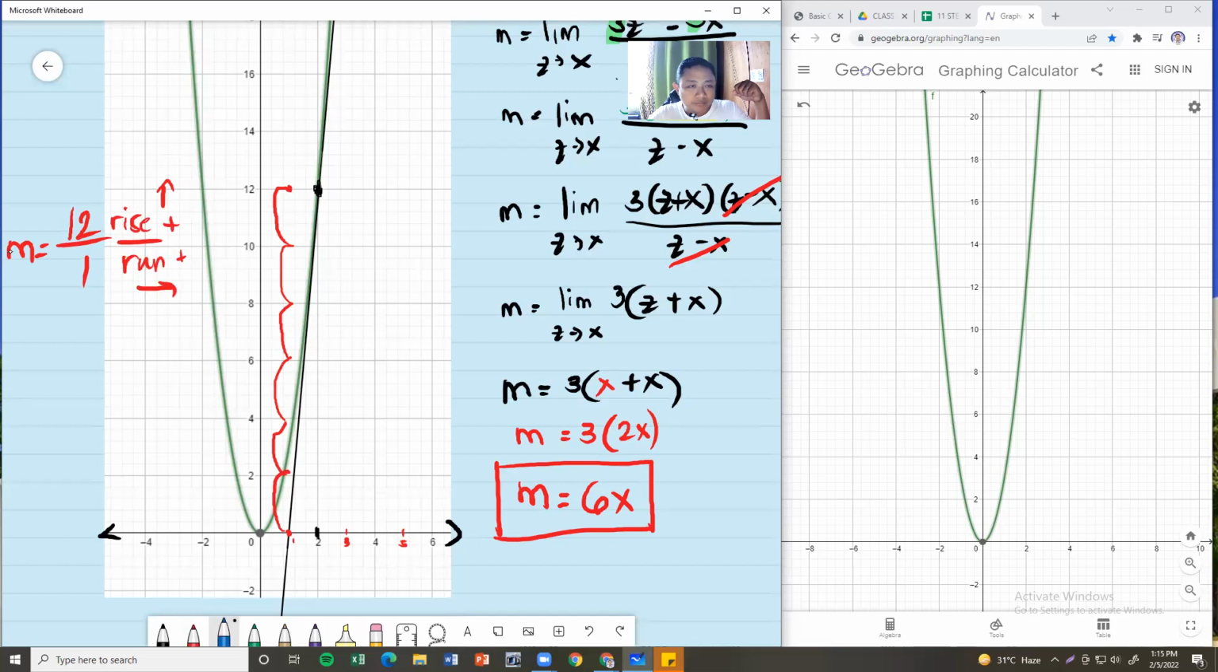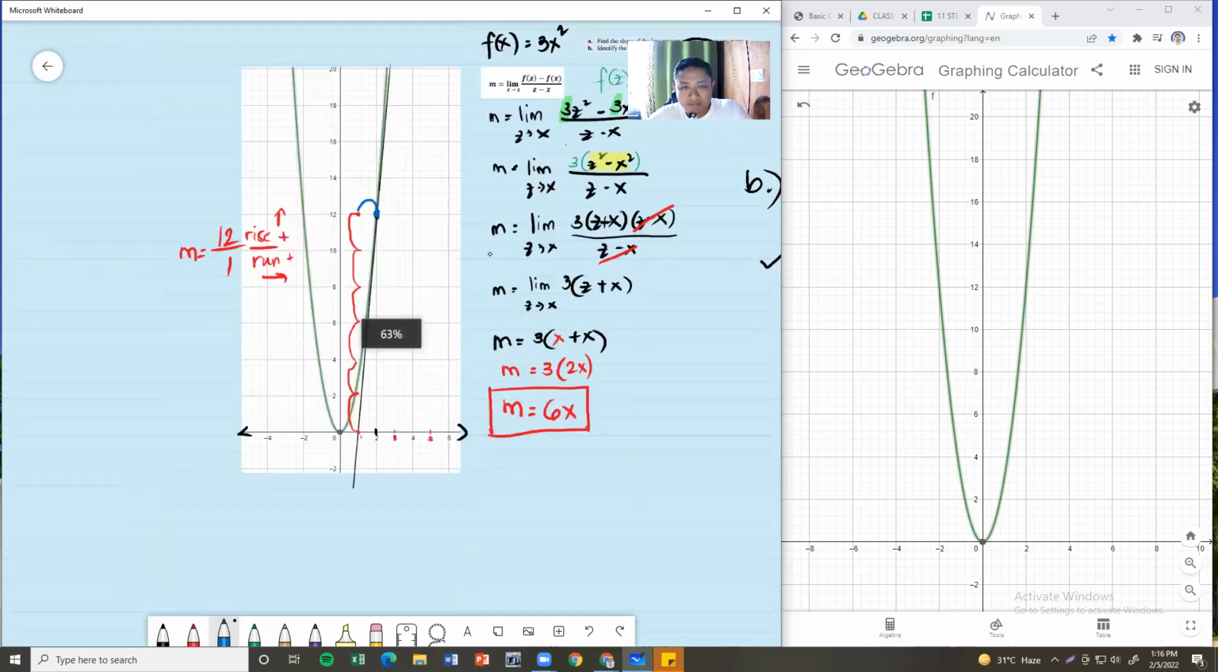So from here, we are now here. Let's move 1 point going to the right. 1. So we got that point. That's the point of tangency, where our tangent line intersected our given curve. So that is the concept of derivative.